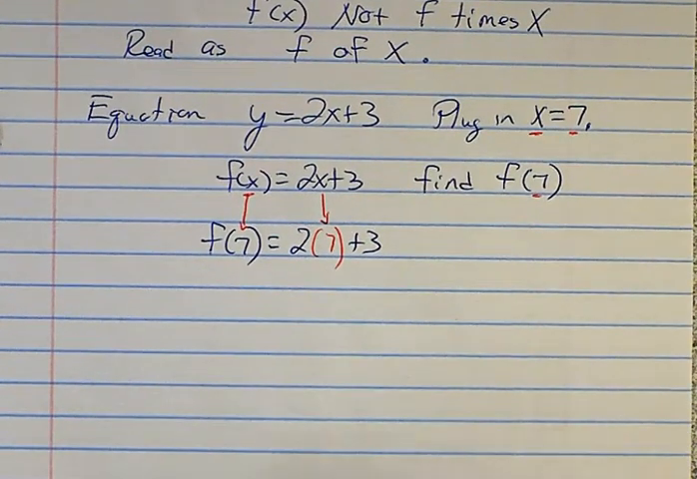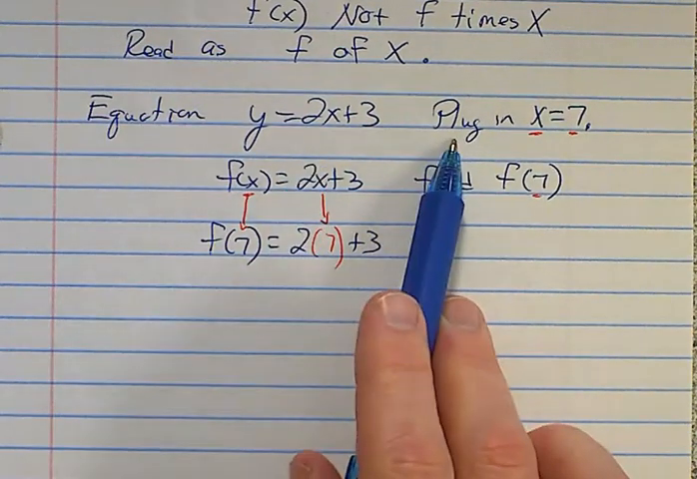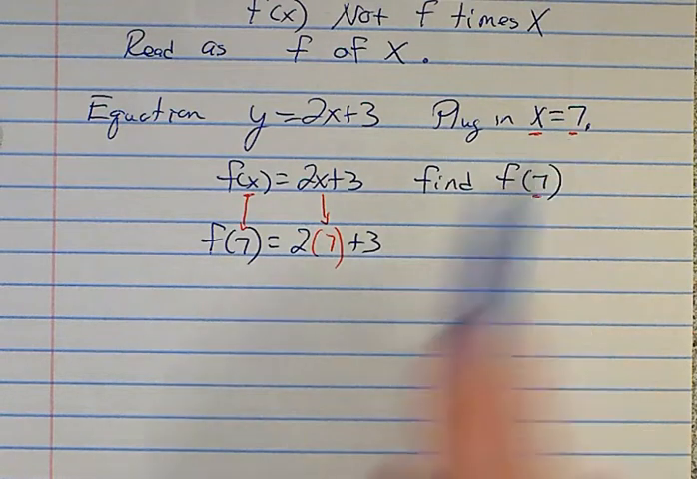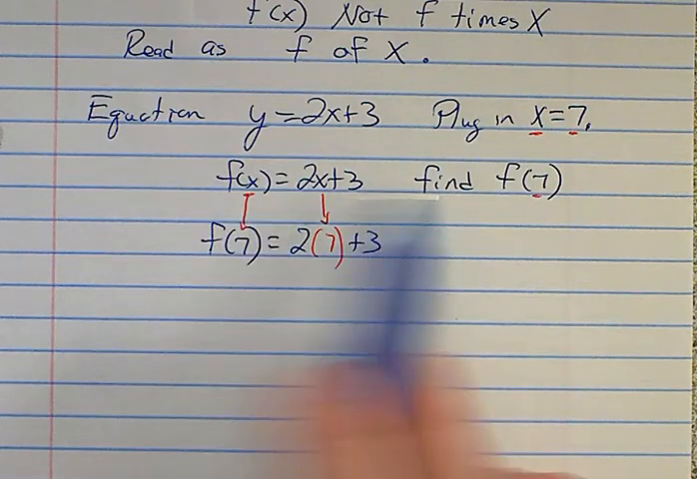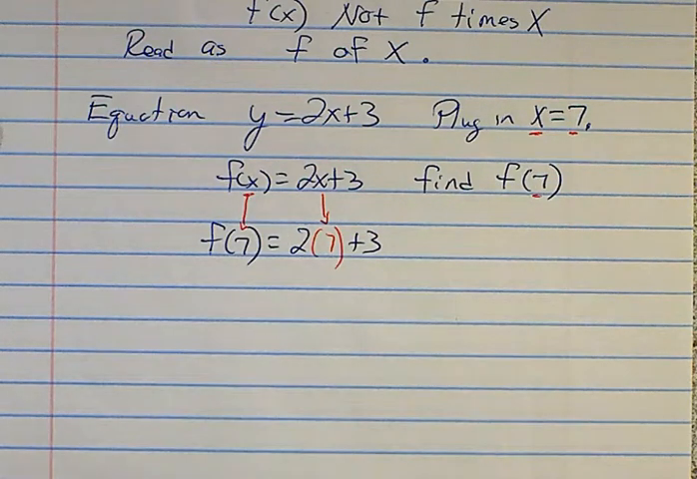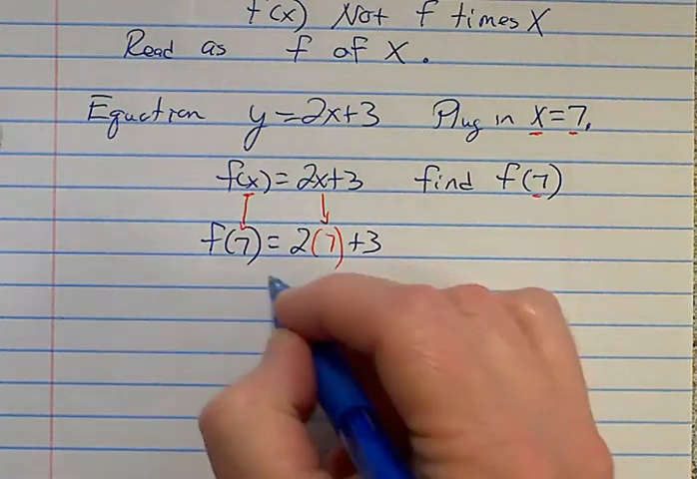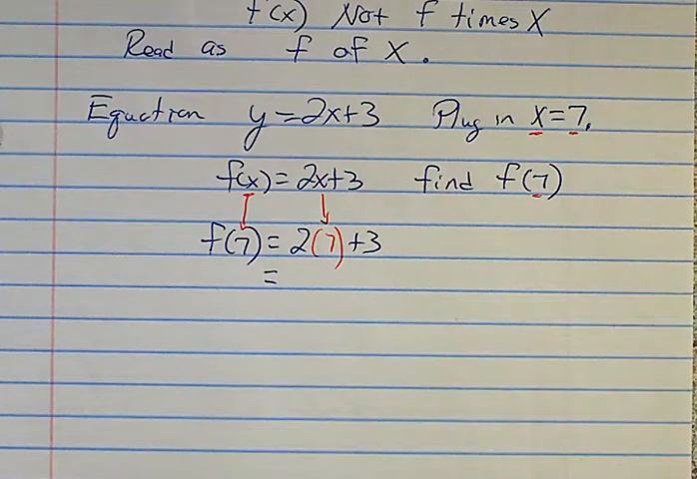So for an equation, they would give you this, and they would tell you to evaluate it or plug in x equals 7. For functions, they give you the function and just tell you to find f of 7. It's a little bit shorter, quicker, easier way of going through these.